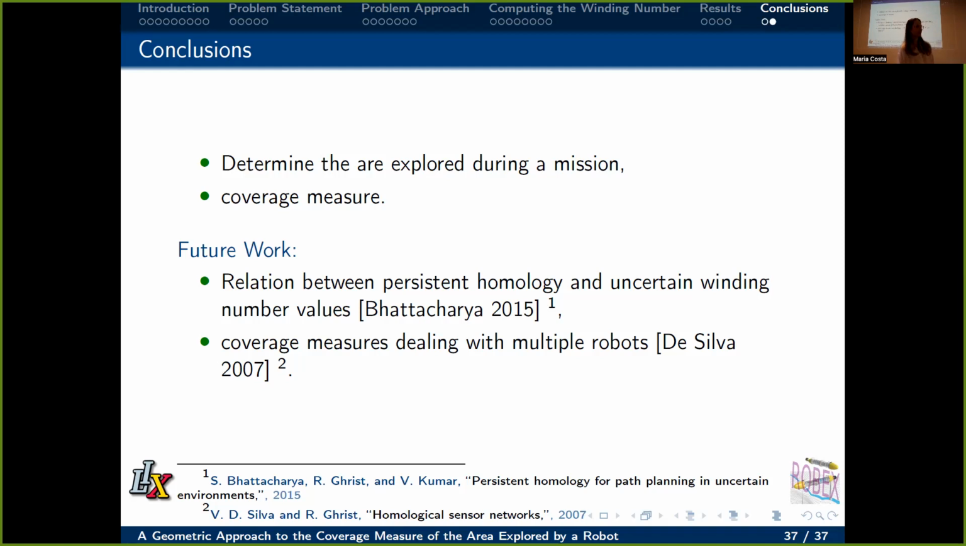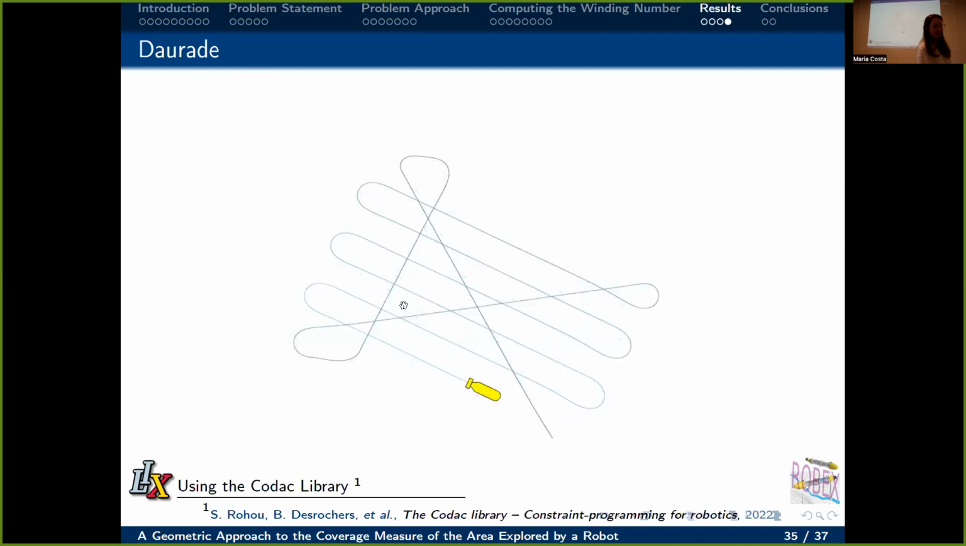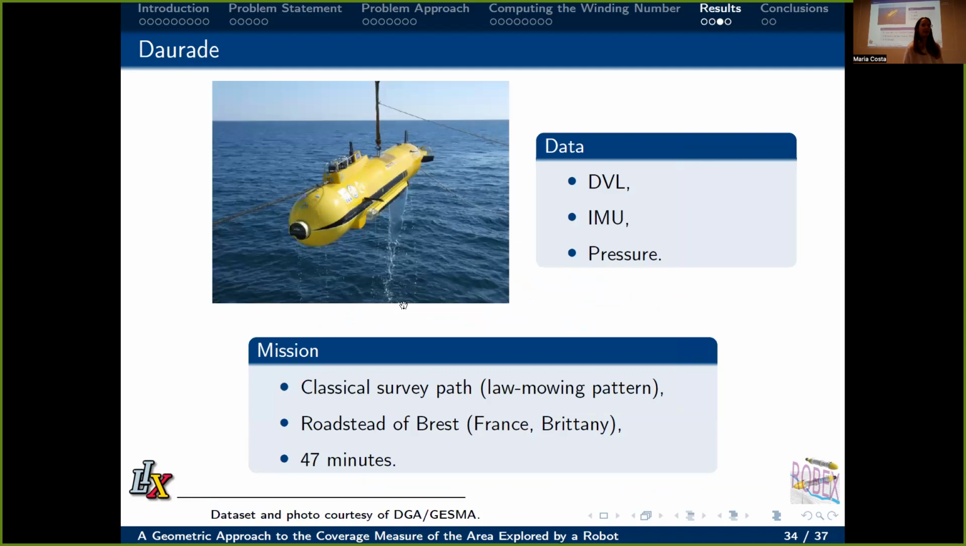Yeah, that's a good question. Actually, we were in the roadstead of Brest, where we have the luck of knowing the bathymetry very well. Okay. Yeah. So if you're going to a place where you don't know the bathymetry, you'd have to add other sensors to estimate this too. Yes.